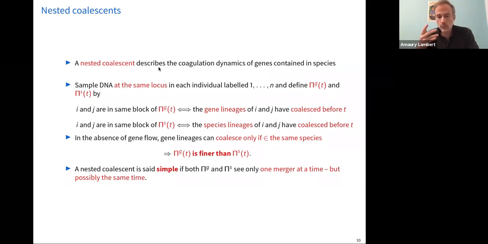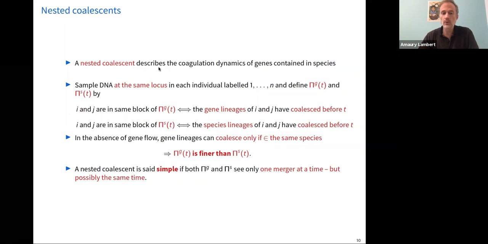Now, remember that we want to model gene trees inside a species tree in the absence of gene flow, so that gene lineages can coalesce only if they belong to the same species. That means that a nested coalescent is a process valued in pairs of partitions, but one is always finer than the other. So pi^g is always finer than pi^s.